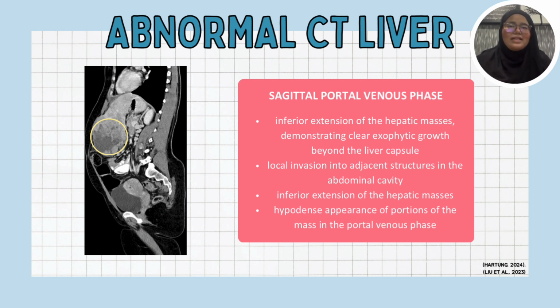The hypodense appearance of a portion of the mass in portal venous phase may reflect areas of tumor necrosis, likely due to insufficient vascular supply in the large tumor region.